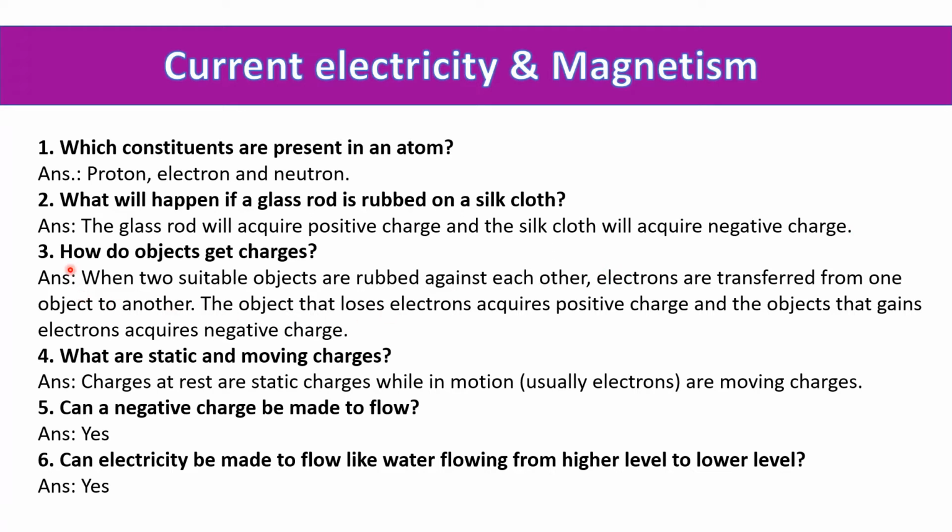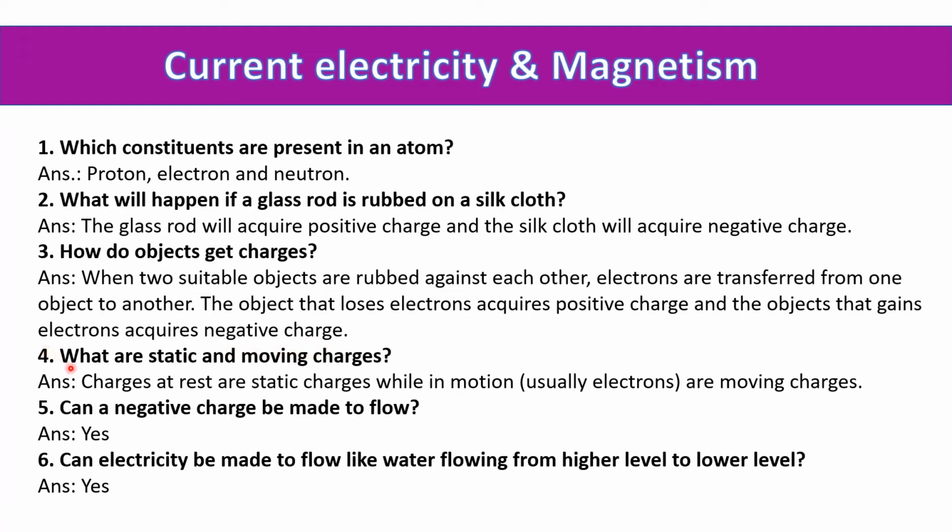Now third one, how do objects get charges? Answer is when two suitable objects are rubbed against each other, electrons are transferred from one object to another. The object that loses electrons acquires positive charge and the object that gains electrons acquires negative charge.